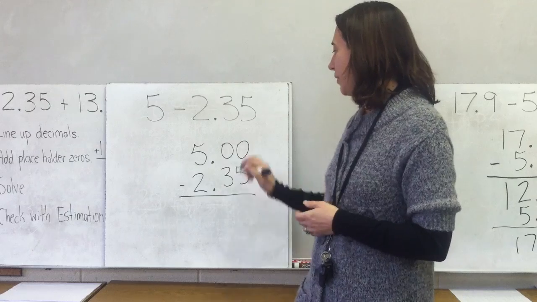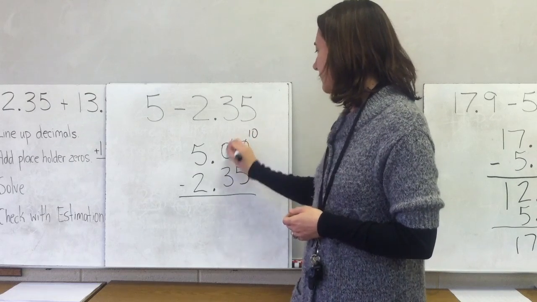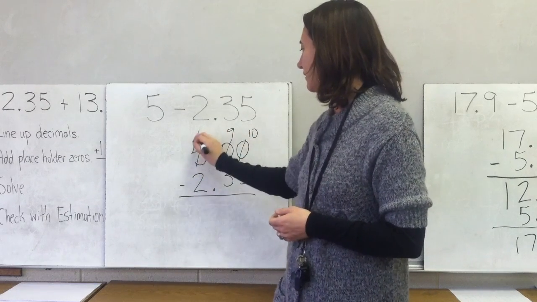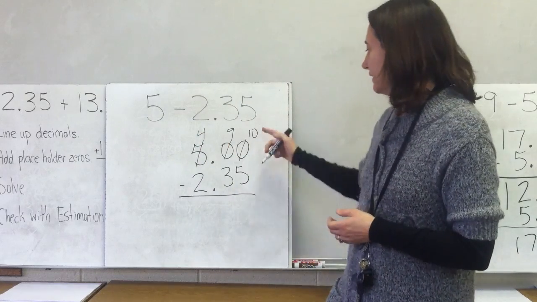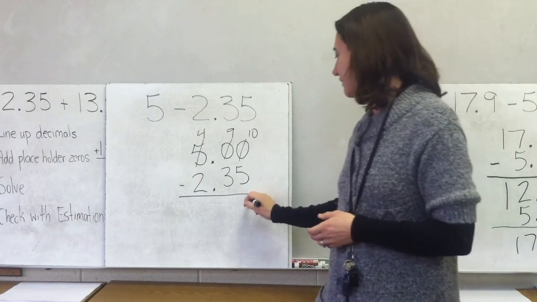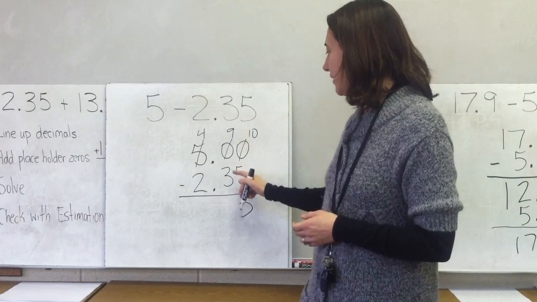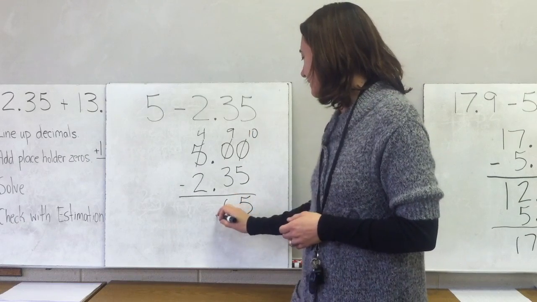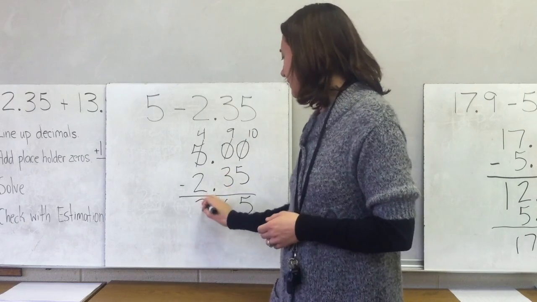All right, now we have to borrow. This becomes 10. This becomes 9. This becomes 4. 10 minus 5 is 5. 9 minus 3 is 6. 4 minus 2 is 2.